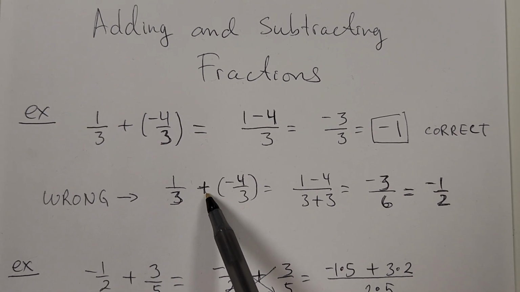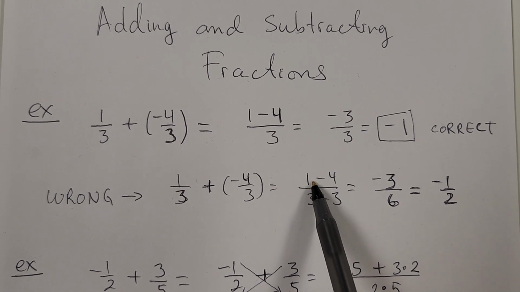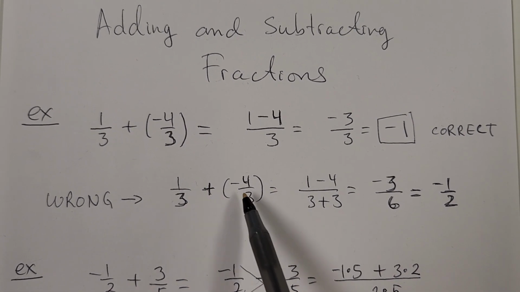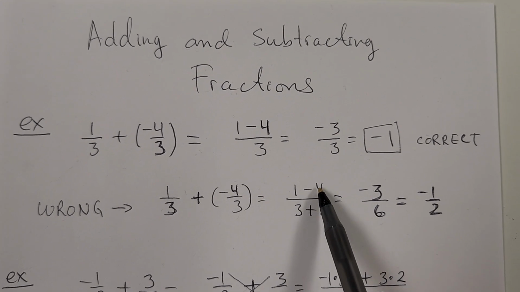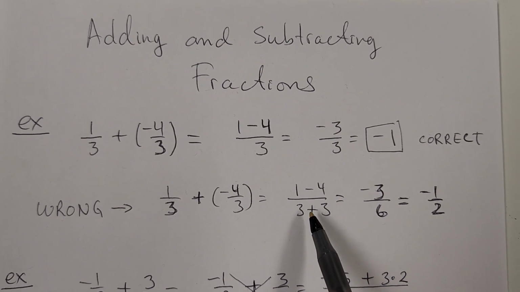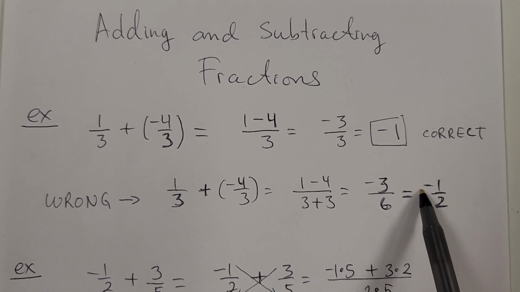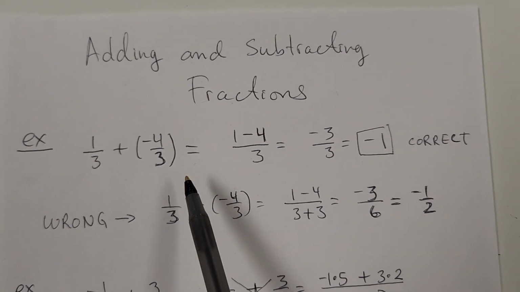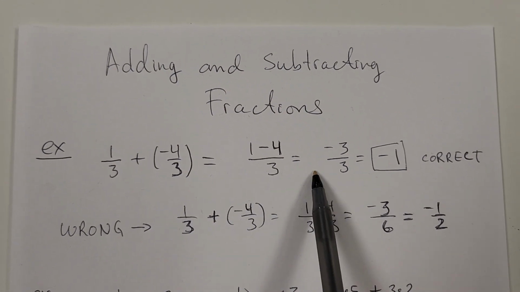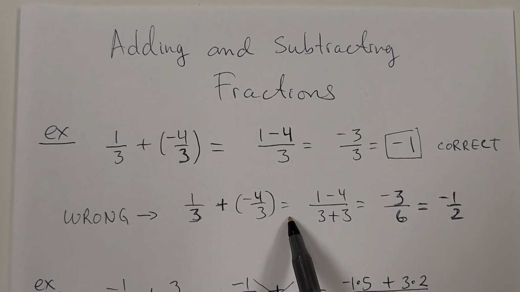So as you can see, I have a plus. So 1 plus negative 4, which I have here, and then 3 plus 3, which I have over here. And then 1 subtract 4 gives me negative 3. 3 plus 3 gives me 6. And then reduce down to negative 1 over 2. So this is the wrong way. What I have up here is the correct way, and the bottom line is the wrong way.